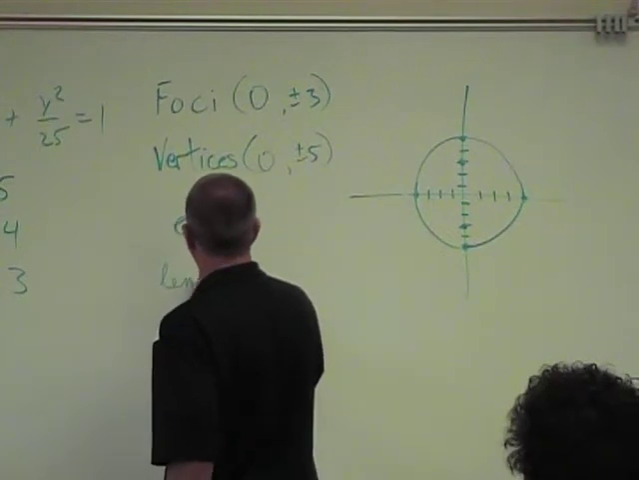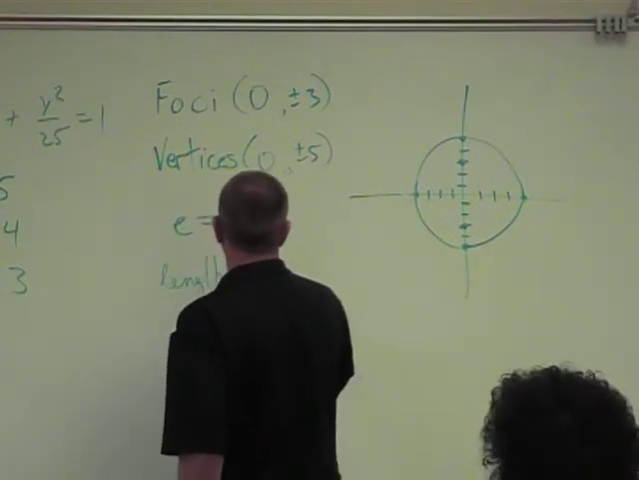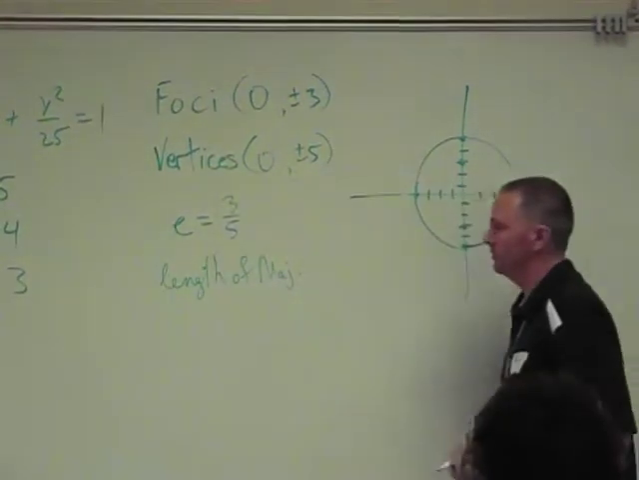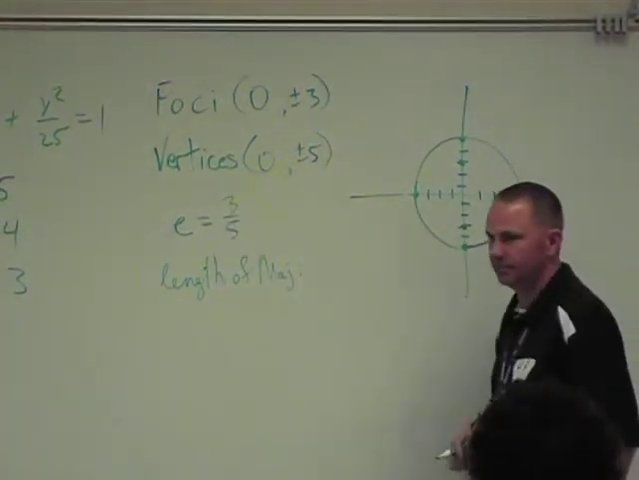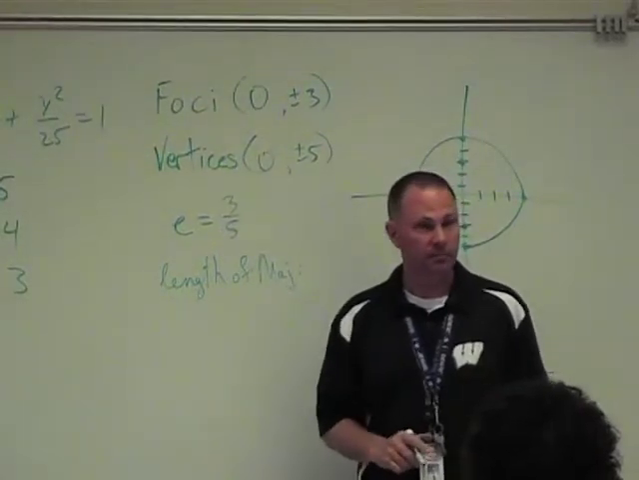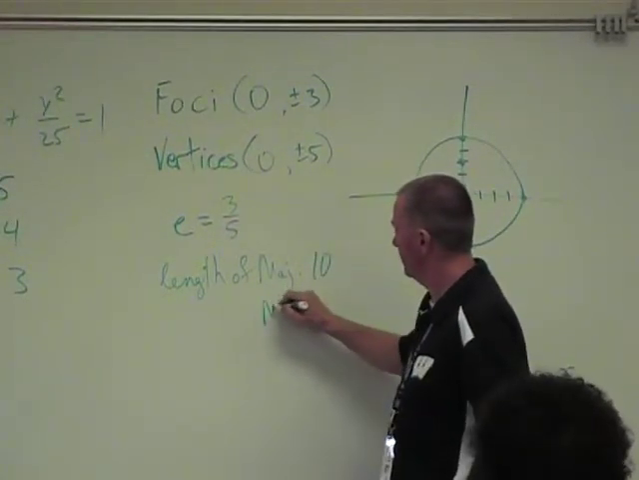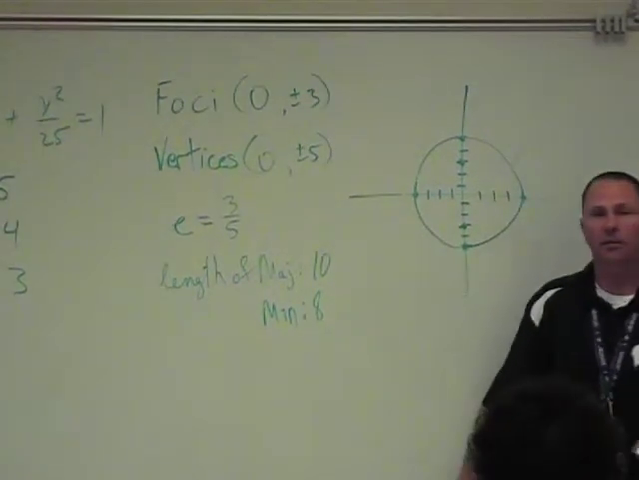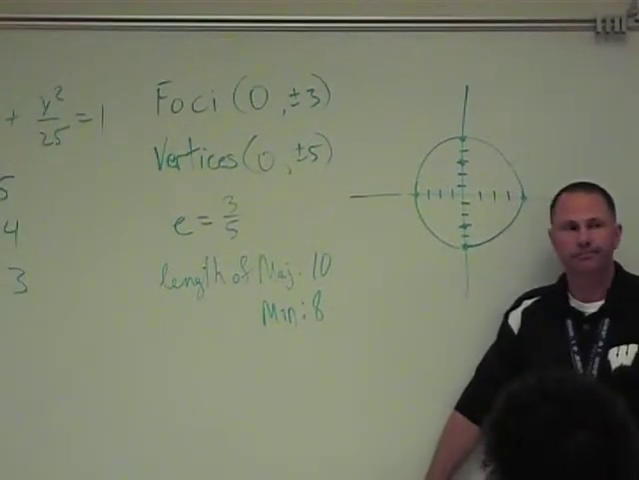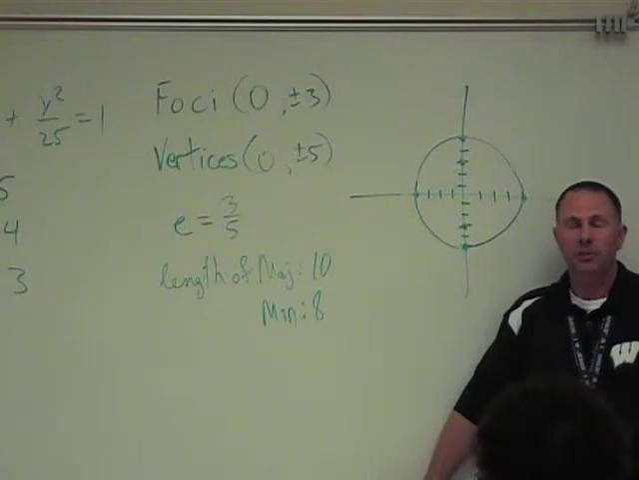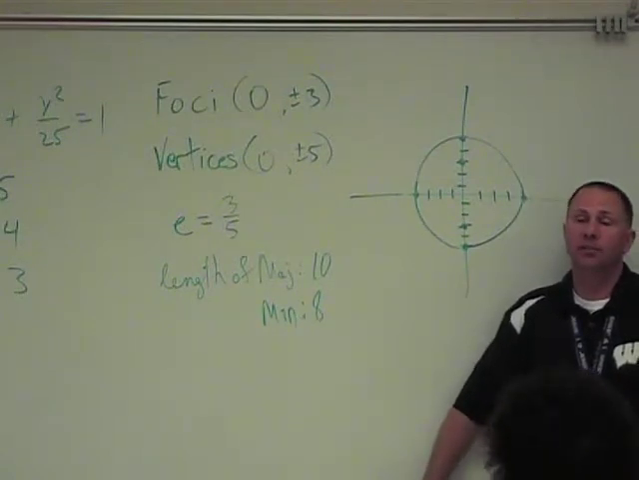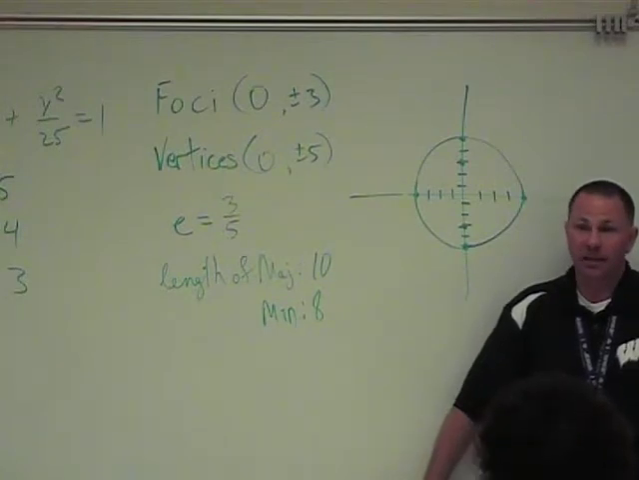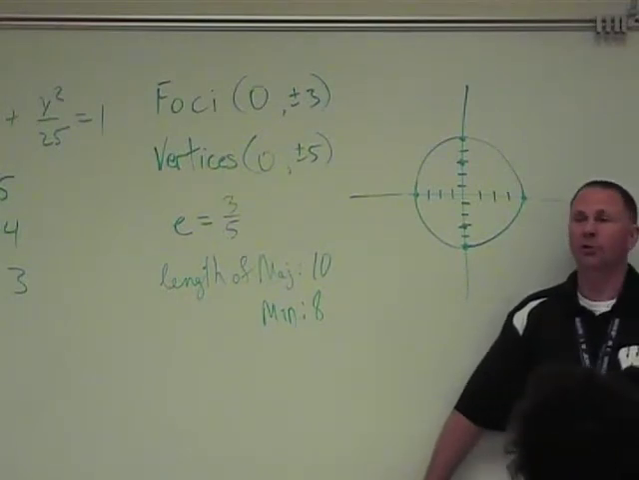What's the next? Length of the major axis. What's the length of the major axis? 10. Everybody know that? 10? Minor axis? Yay! Hey, congratulations! You just did an ellipse. It's 2 times A for the major, 2 times B for the minor. Now that doesn't change between horizontal and vertical. A is A. A is always your major information.